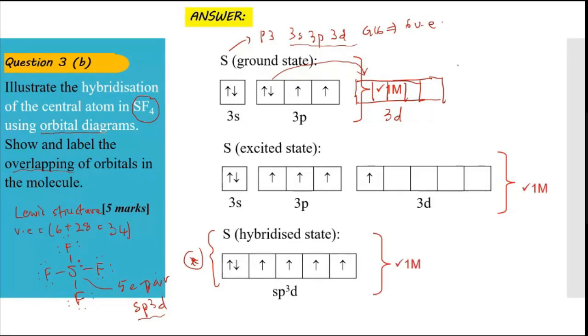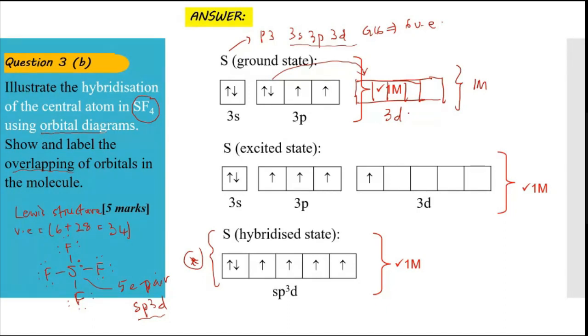So actually, you have to show D as early as the ground state. You have to show D as early as the ground state, but it's still empty. But you have to show it, to show that it is available, that sulfur has that 3d orbital, but it's not filled with electrons.